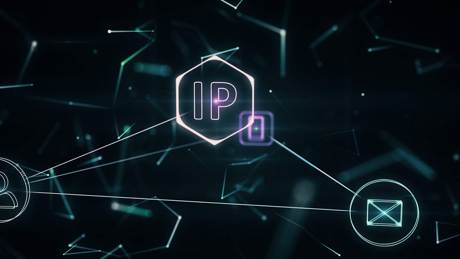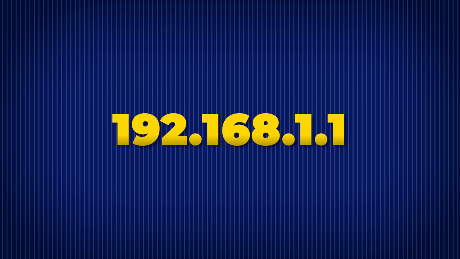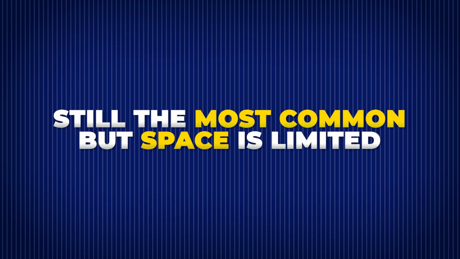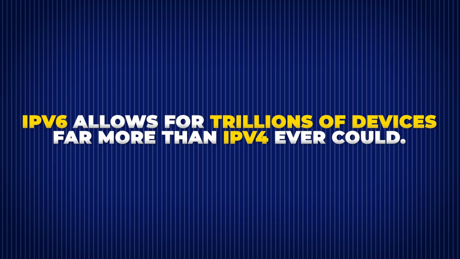There are two main types of IP addresses. IPv4. Short and simple, like 192.168.1.1. Still the most common, but space is limited. IPv6, longer and more complex, like 2607:F8B0:4005:805:200E, designed to solve the address exhaustion problem. IPv6 allows for trillions of devices, far more than IPv4 ever could.